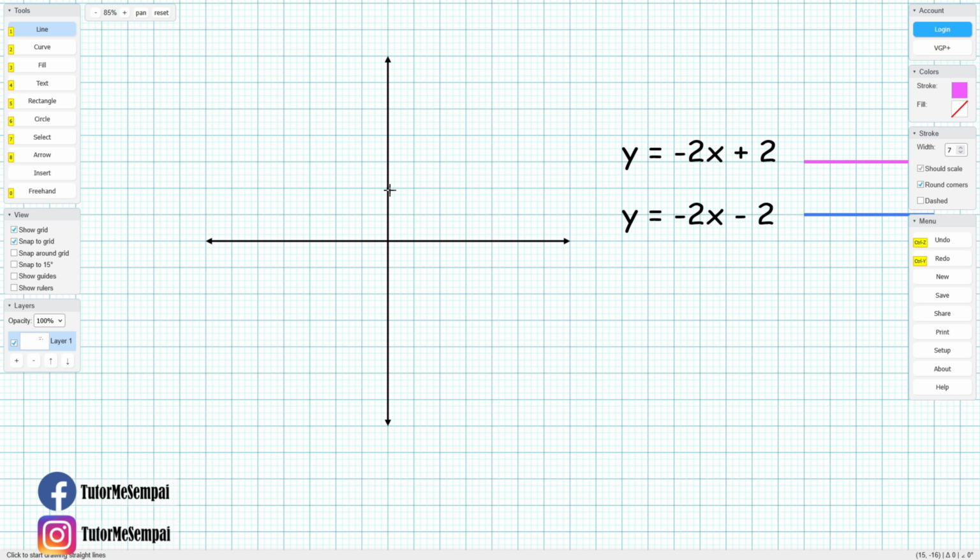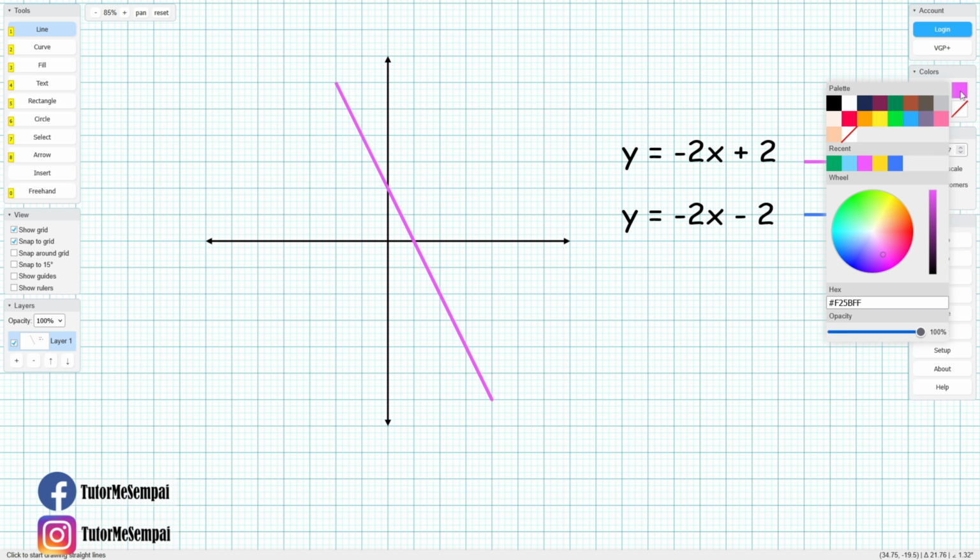So we're up 1, 2. And so this is where we start. And we're going to go down, right? Because it's a negative 2. Down 2 over 1, down 2 over 1. And we can do the reverse, up 2 over 1, up 2 over 1, and that should be all we need. Now let's graph our other one.